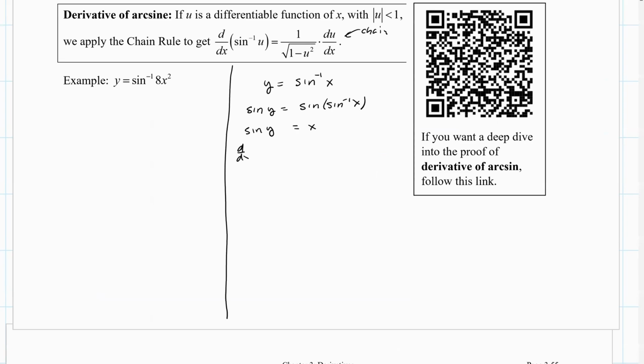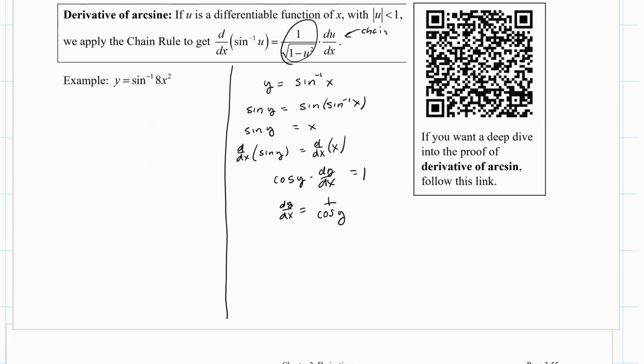Let's take the derivative of that with respect to x. Over here, the derivative of x with respect to x is going to end up being 1. Over on this side, we're going to get cosine of y times dy/dx. Well, that's fine, because what I'm interested in is solving for dy/dx, which is 1 over cosine of y, and that doesn't look anything like that, does it?